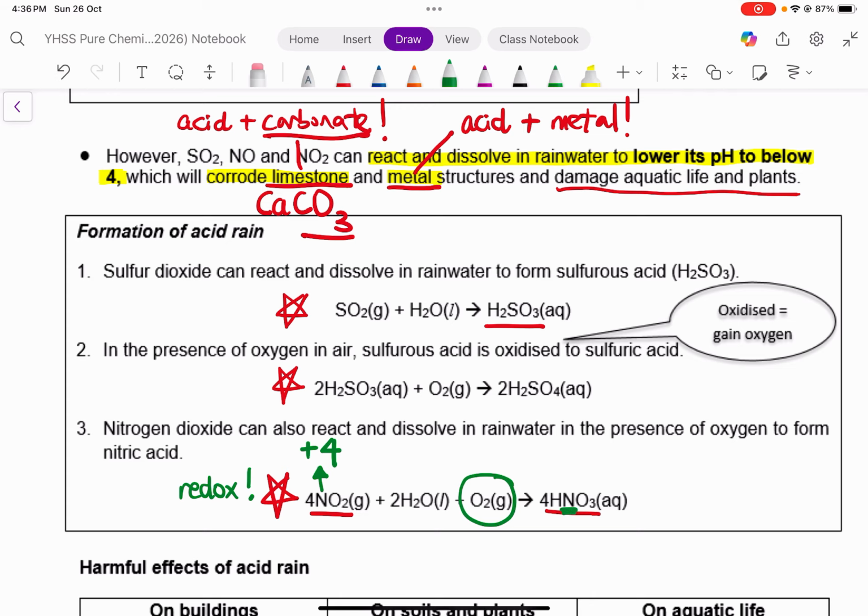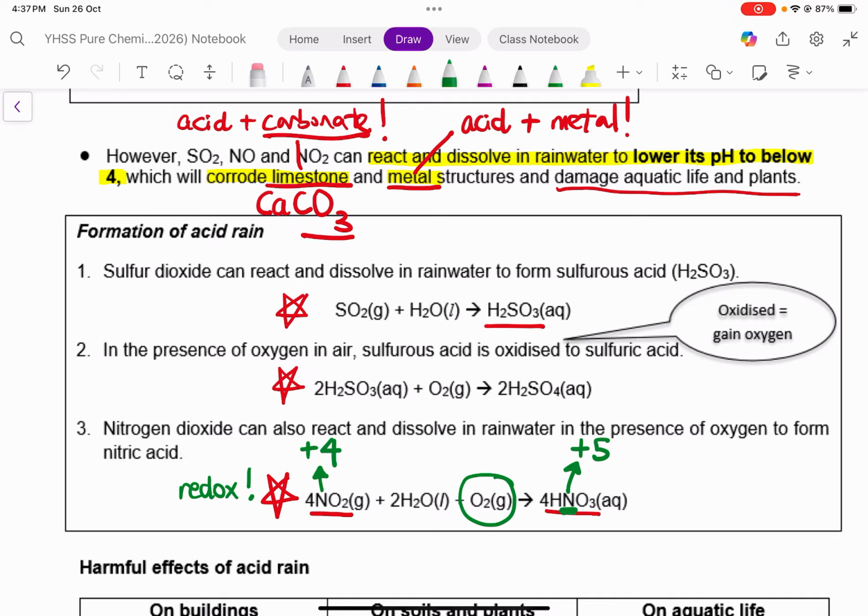How about HNO3? If you work out the oxidation state of nitrogen in HNO3, nitrogen has a +5 oxidation state. So you can tell from this equation that NO2 is oxidized, as the oxidation state of nitrogen increases from +4 in NO2 to +5 in HNO3.